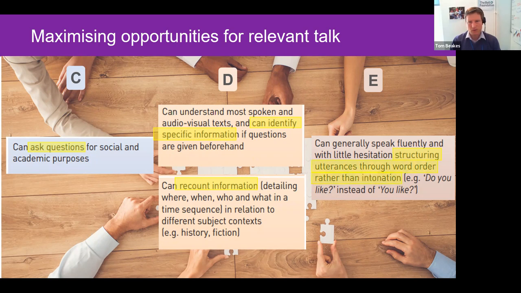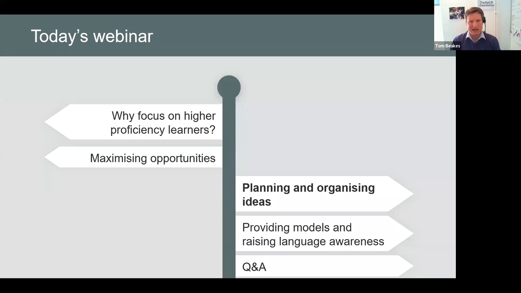Okay, let's move on then to this idea of planning and organizing ideas. And I think that, I guess, greater autonomy is the key idea behind this. The more language students have, the more independently they can work. And whilst these kind of independent learning skills, I think, are usually associated more with secondary school and older children, again, we can start embedding these useful routines and habits at primary level. It's really going to help them when they move up.